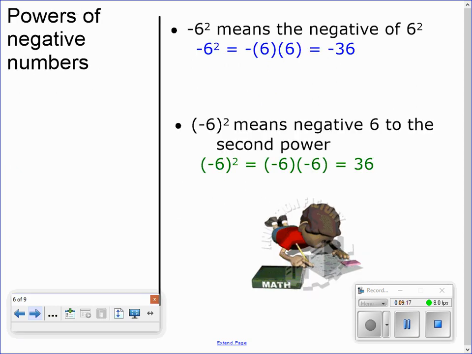All right. Power of negative numbers, just remember that where the negative is at matters. If there's a negative and there's no parentheses, following order of operations, we would do the exponent first.